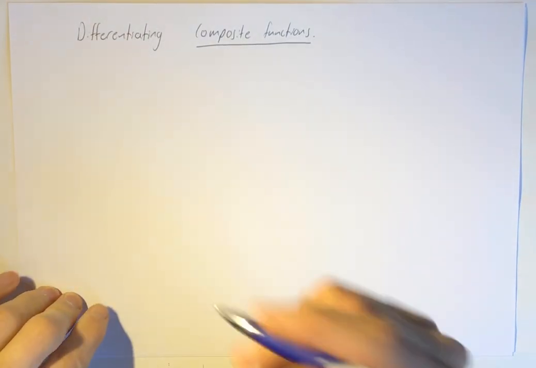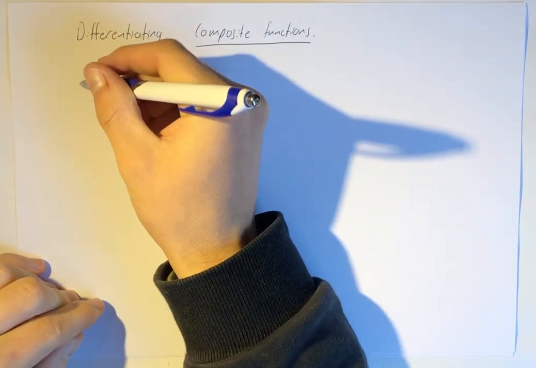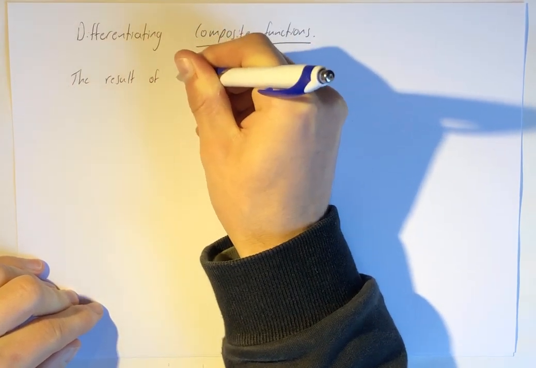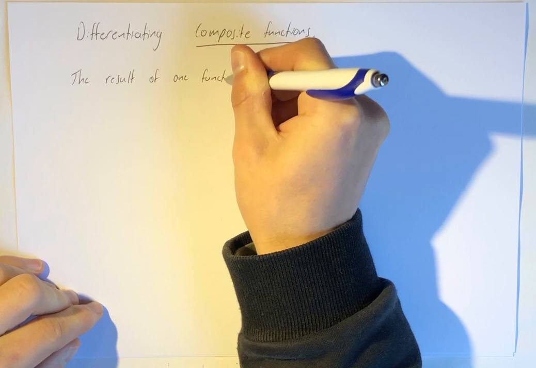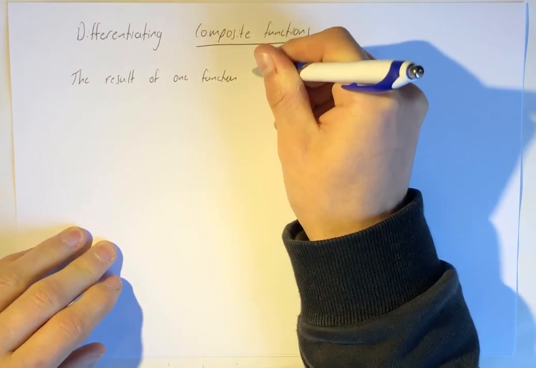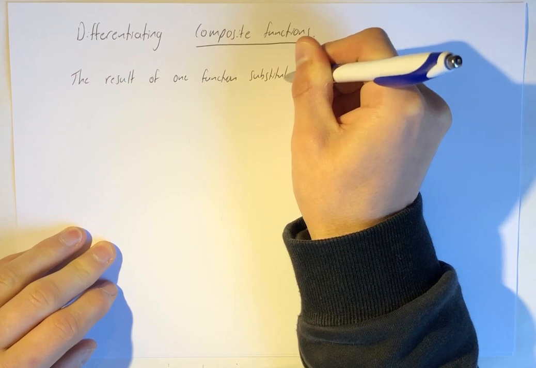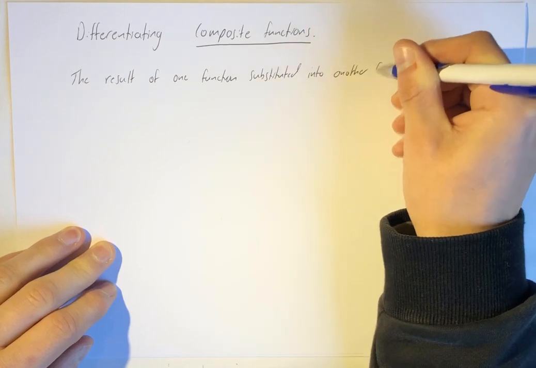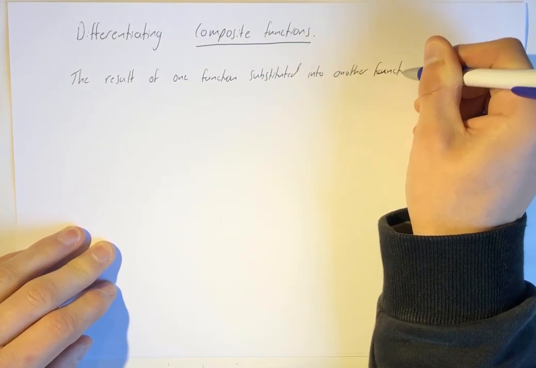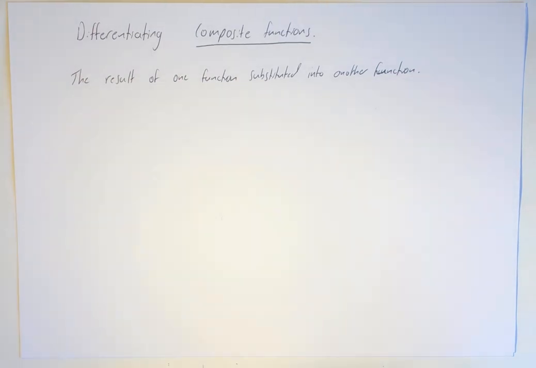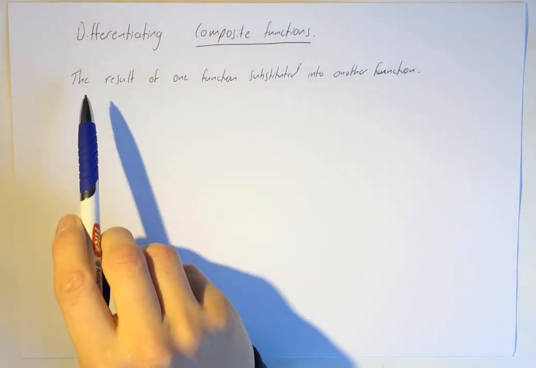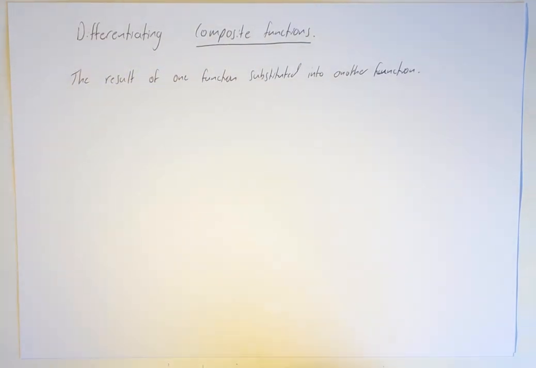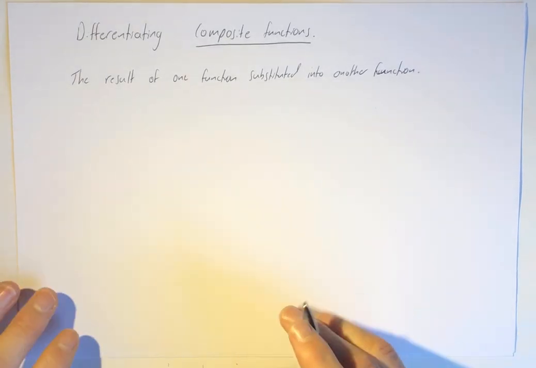So basically the definition here is the result of one function substituted into another function. I'm reading it because my handwriting is terrible and it's something I'm working on, but the result of one function substituted into another function. So I'm going to get into notation, but let's just have a look.